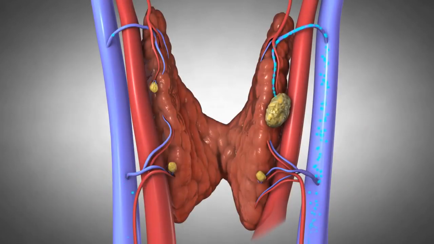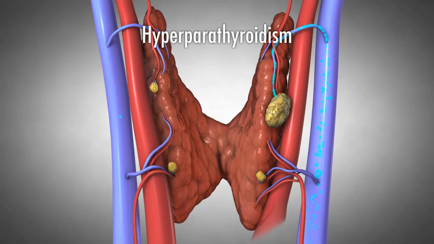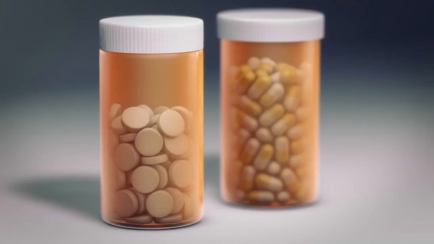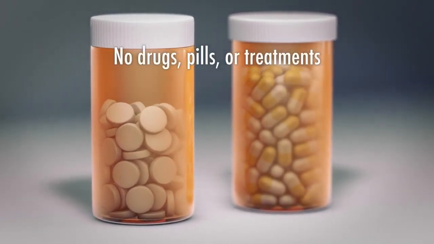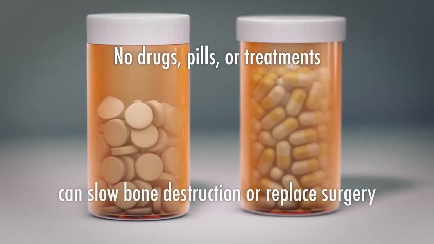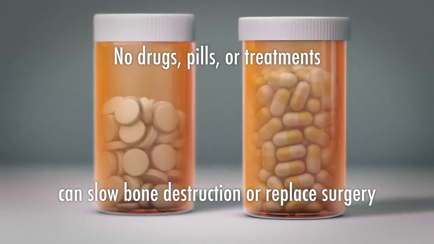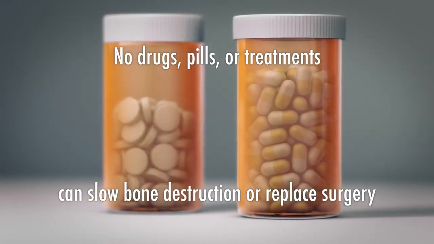It is estimated that untreated hyperparathyroidism can decrease a patient's life expectancy by 5 or 6 years, even when the calcium is only slightly elevated. There are no drugs, pills, or other treatments that can slow the process of bone destruction or take the place of surgical removal of the parathyroid tumor.